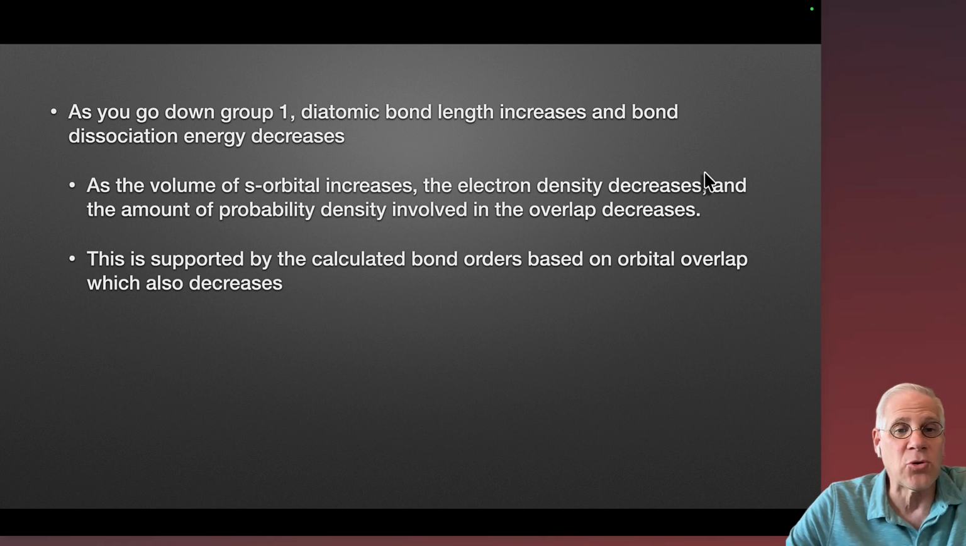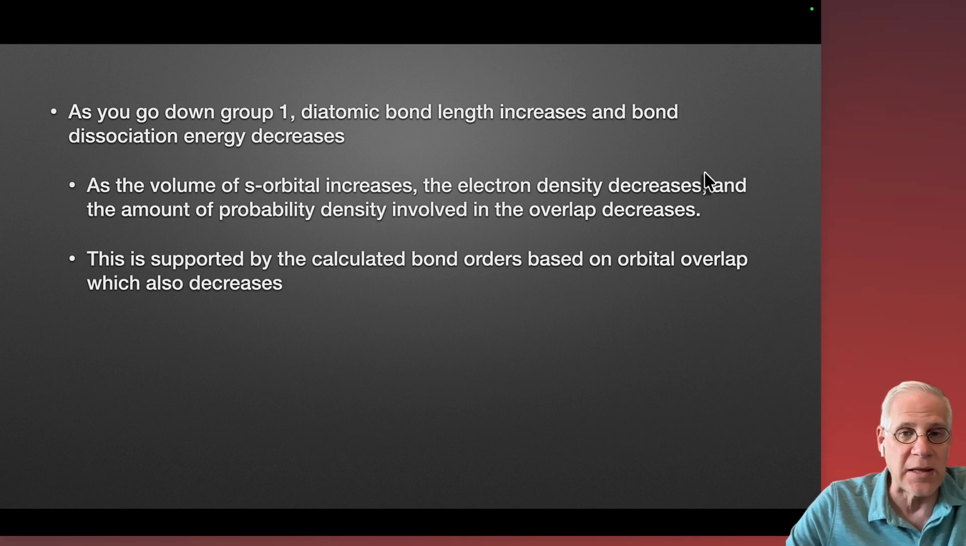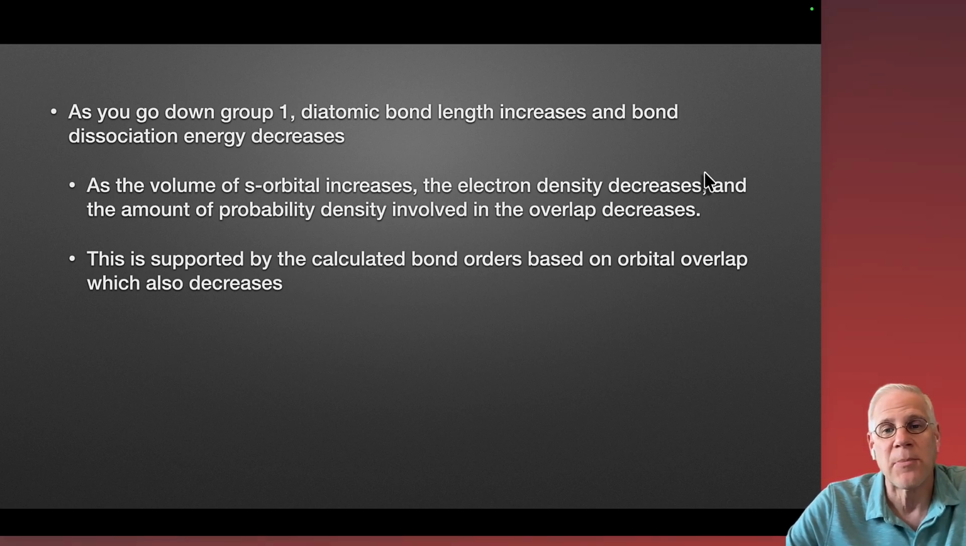And it turns out, when you look at calculated bond orders based on orbital overlap, so based on quantum mechanics as opposed to just the bond order calculation that we have, you do see that the orbital overlap decreases, and you get less of a bond strength between those 2 atoms as you go down in Group 1.